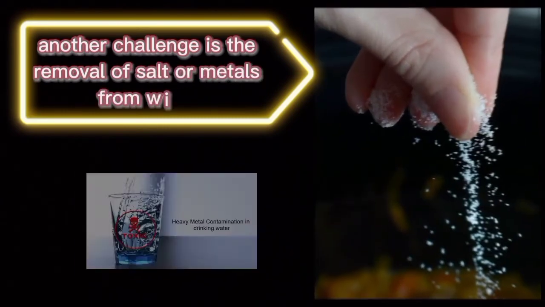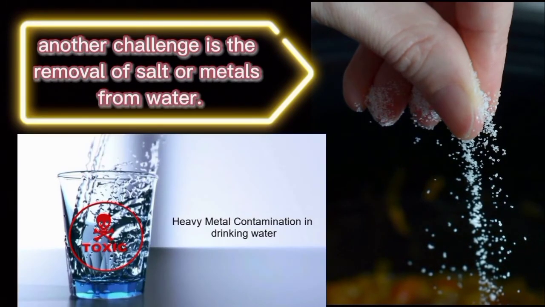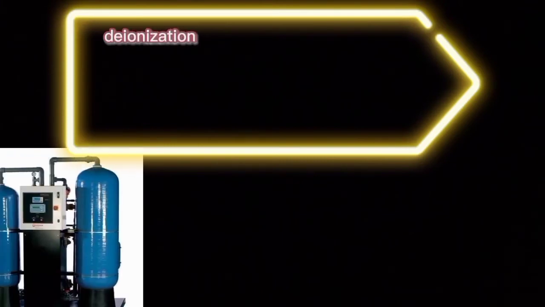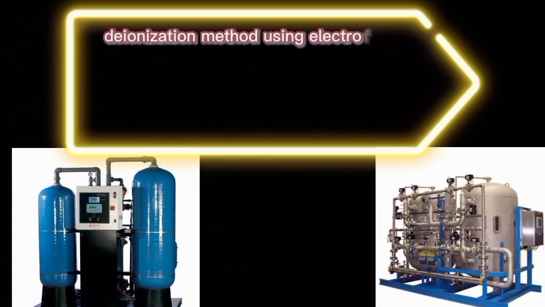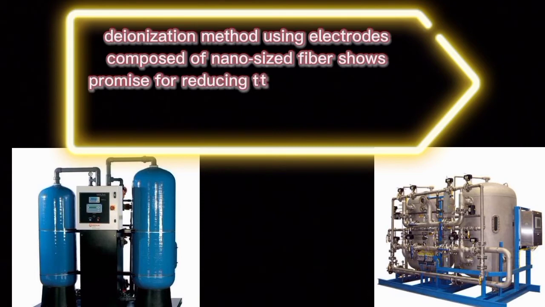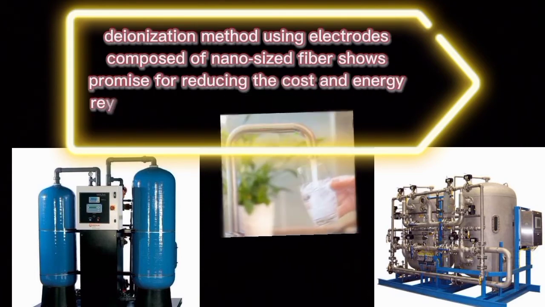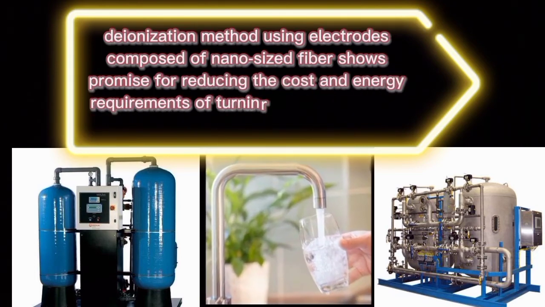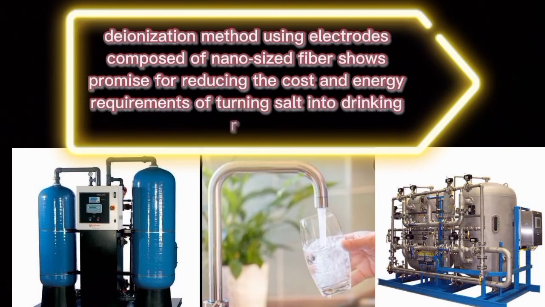So, isa rin sa mga sumusubok sa atin ay ang pag-remove ng salt and metal mula sa tubig. So, yung deionization method naman na binubuo ng nano-size or maliliit na particles ng fiber ay pwedeng makabawas sa magagamit na energy during the process of converting salt water into drinking water. Ibig sabihin, with the use of these particles, maaaring magawang malinis ang mga tubig to the point na pati yung mga contaminated water ay magiging drinking water na rin.